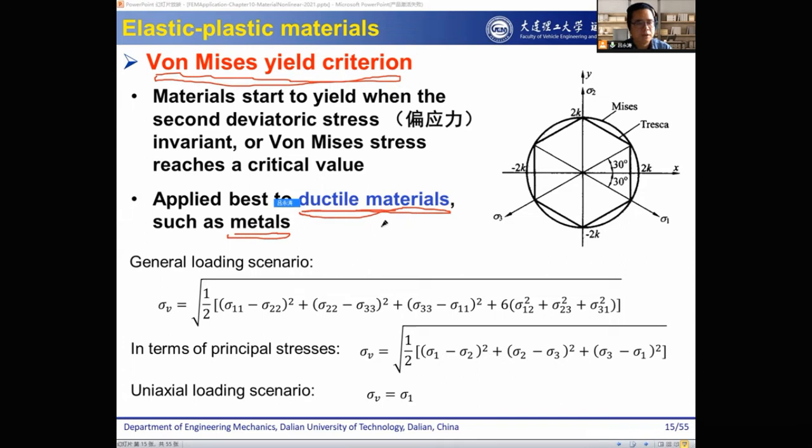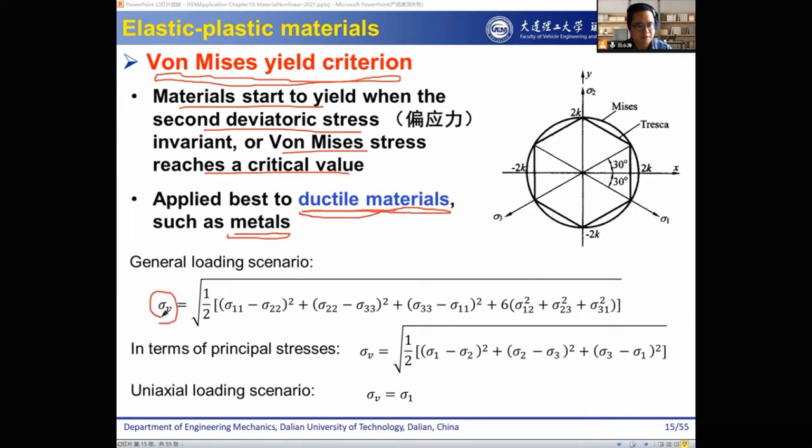Okay, so let's have a look at the definition. The material starts to yield when the second deviatoric stress invariant, or the Von Mises stress, reaches a critical value. And this is the definition for the Von Mises stress.